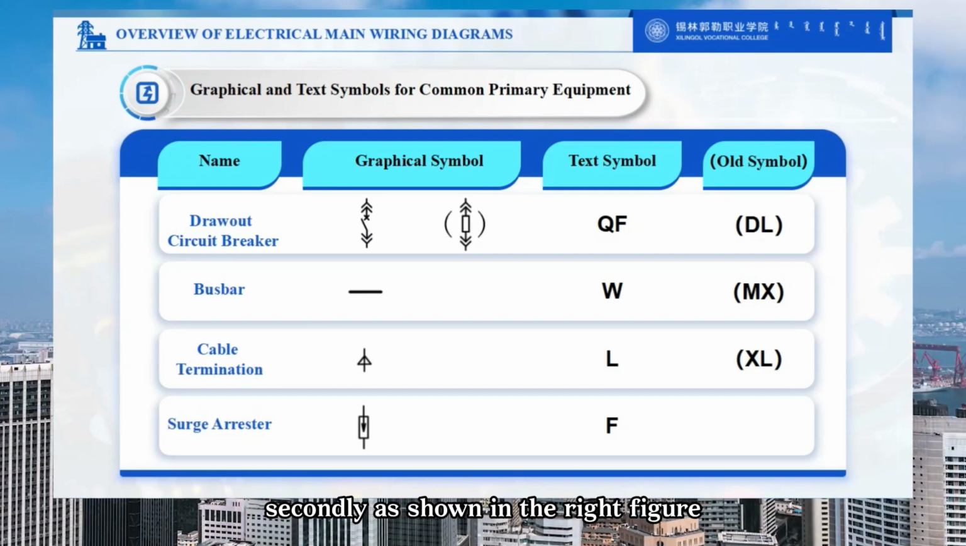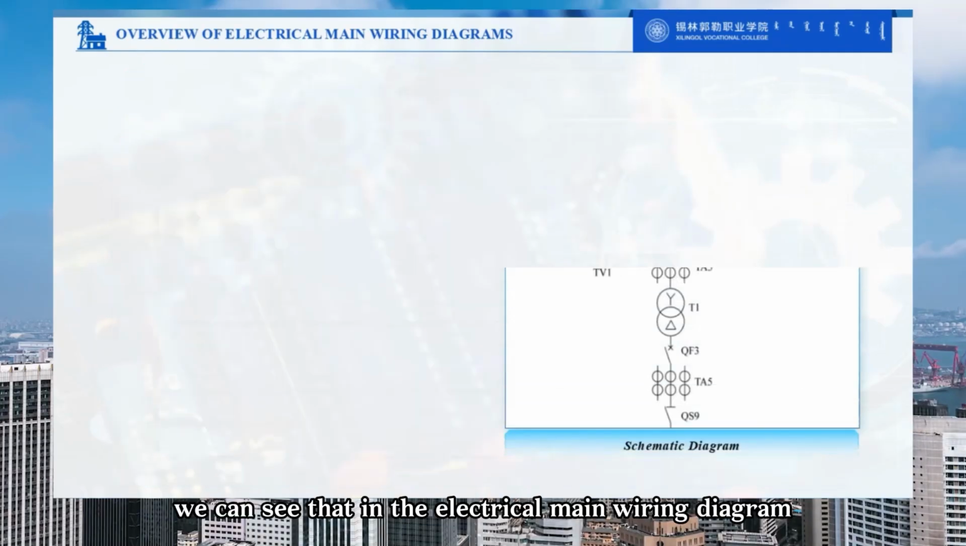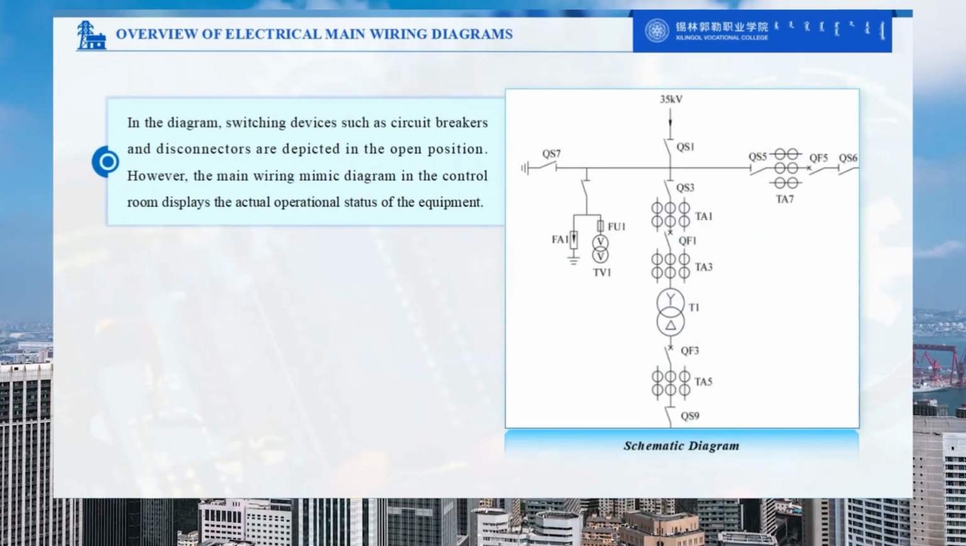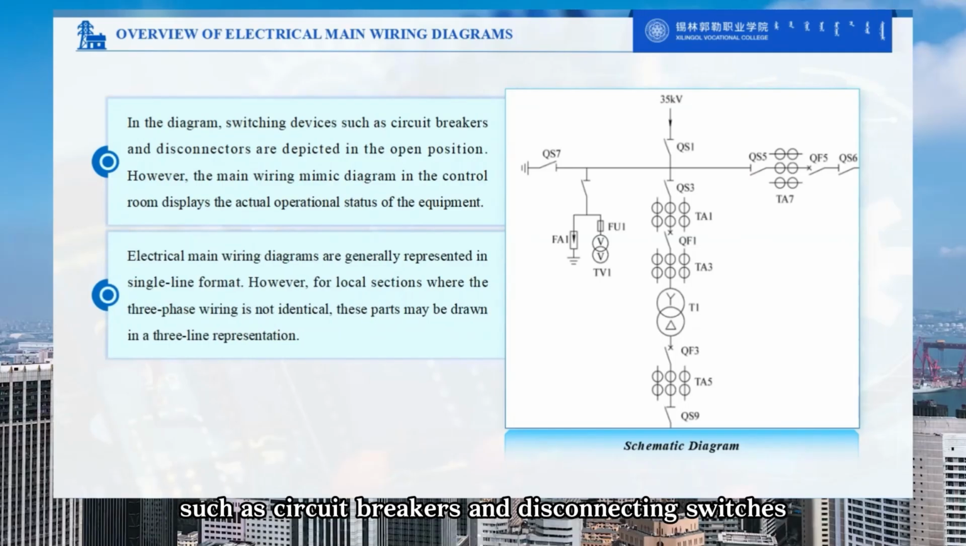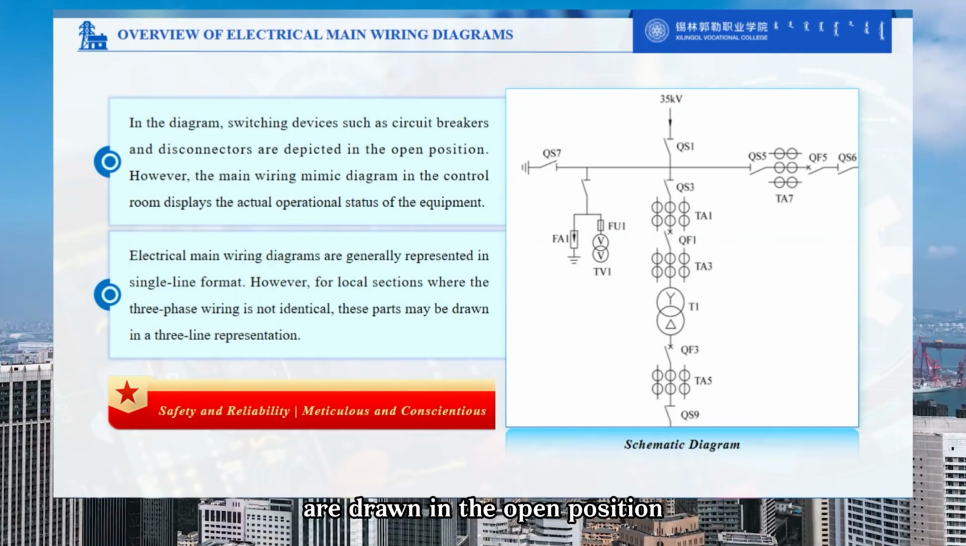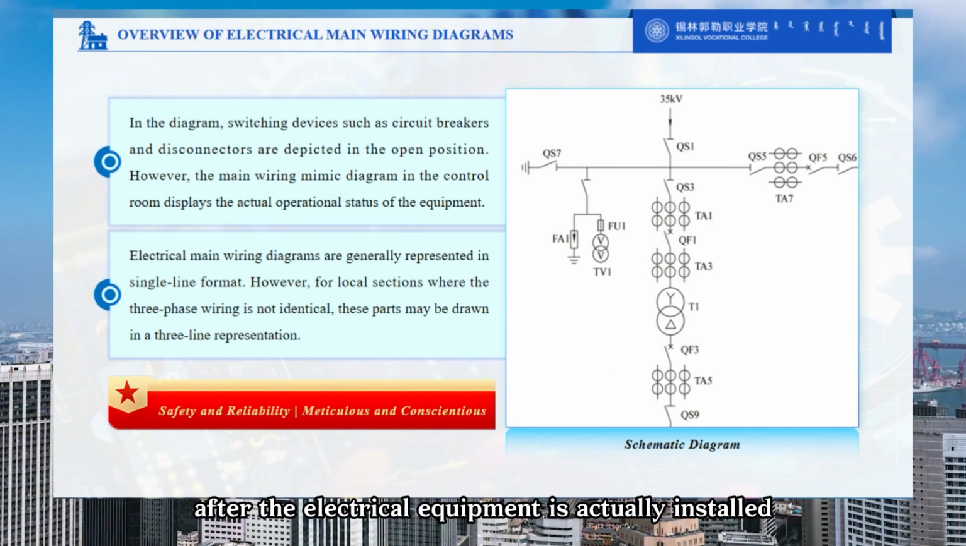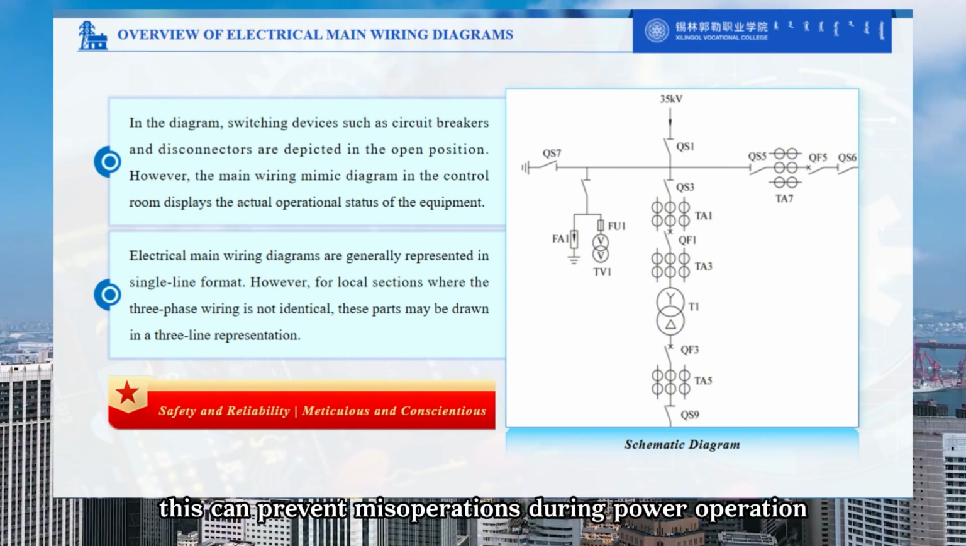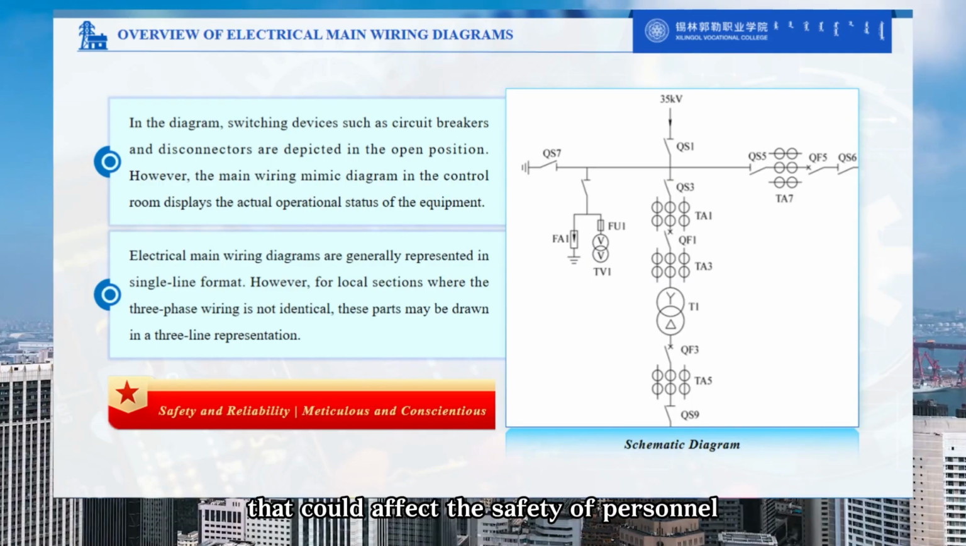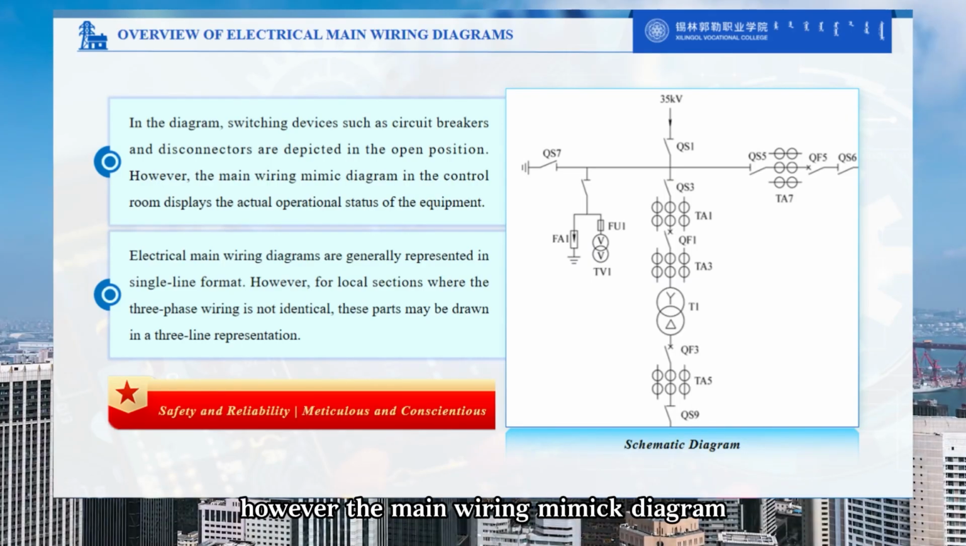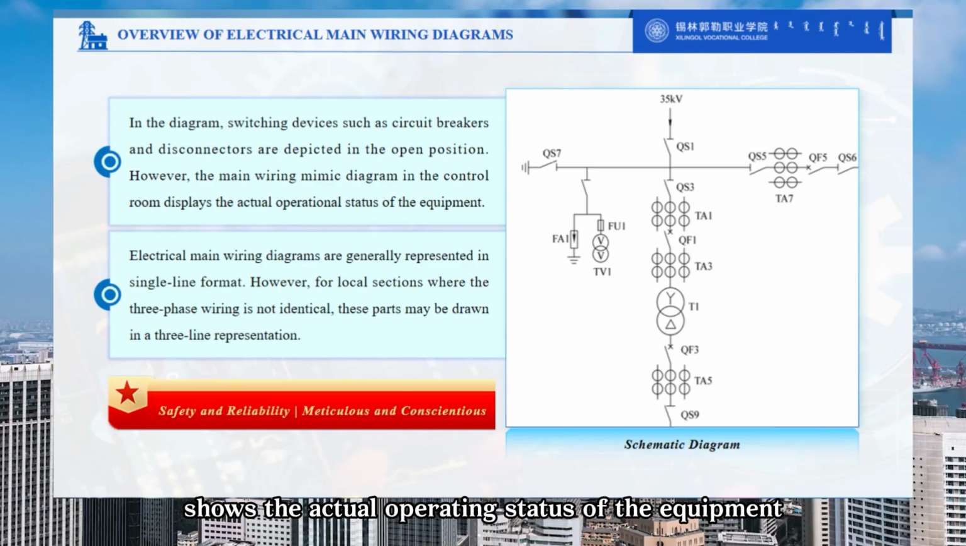Secondly, as shown in the right figure, we can see that in the electrical main wiring diagram, switchgear such as circuit breakers and disconnecting switches are drawn in the open position. This ensures that after the electrical equipment is actually installed, its initial state must be open. This can prevent misoperations during power operation that could affect the safety of personnel and equipment. However, the main wiring mimic diagram in the control room shows the actual operating status of the equipment.